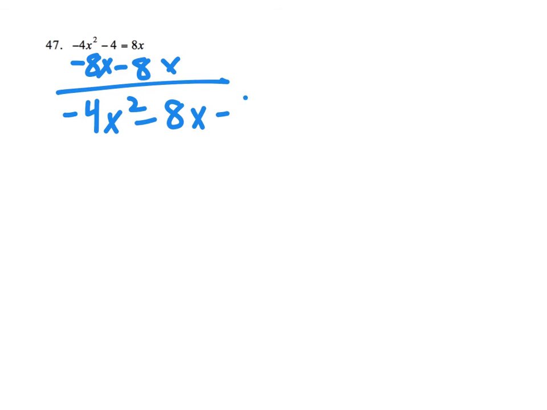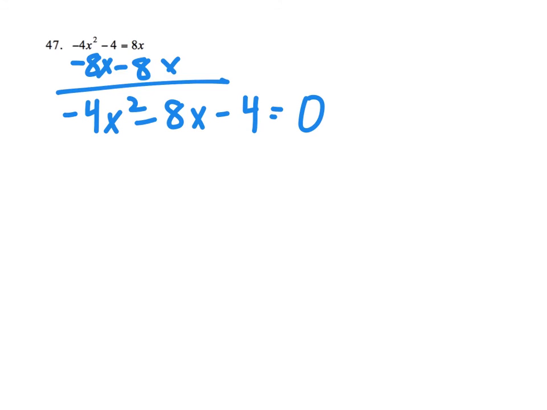All right, we have our last one. We have 47, which is negative 4x squared minus 4 equals 8x. We are going to go ahead and start by subtracting 8x from both sides because, again, we want to move everything to the same side. So we'd have negative 4x squared minus 8x minus 4 equals 0.